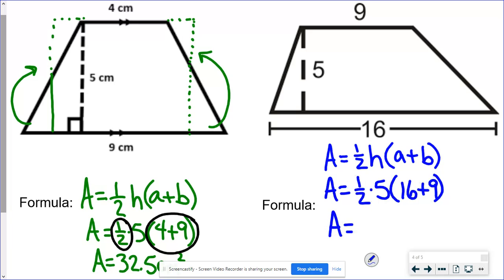So calculators, in the parentheses, 16 plus 9 would give me 25. And then if you want to just keep going, just write backwards really on this one, 25 times 5 is 125, and then multiply by 1/2 or divide by 2, which would give me 62.5. This didn't give me a label, so I would say square units, whatever that unit happened to be.